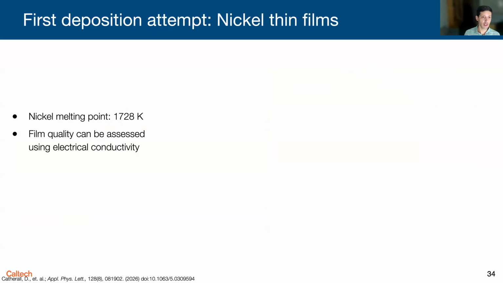Okay, so the first thing I'm going to show is our deposition of nickel. Nickel was chosen because it's a bit easier of a material to deposit. It has a lower melting point than niobium, for example. And there's a lot of data on electrical conductivity of thin films, so we can figure out how well we did.